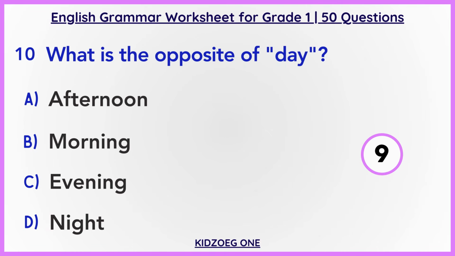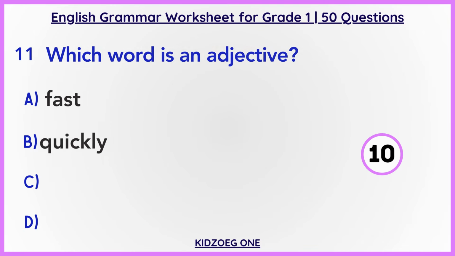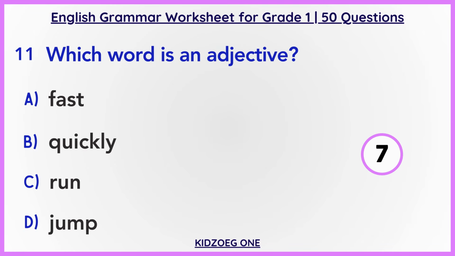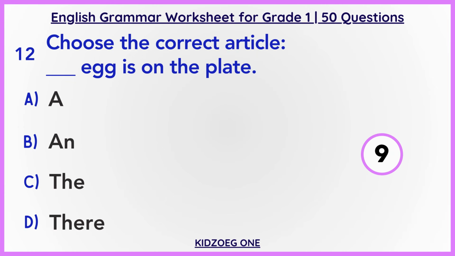What is the opposite of day? Night. Which word is an adjective? Fast. Choose the correct article. Dash egg is on the plate. N.